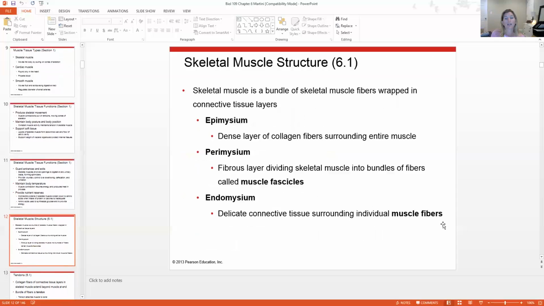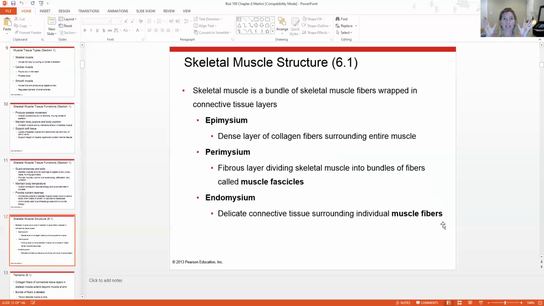So let's talk about the structure of skeletal muscle. It's surrounded by several connective tissue layers. The first is called the epimysium. The epimysium surrounds the entire muscle. So if I were to take off your skin and look at your muscle, I would be seeing the epimysium. The epimysium is what's surrounding the muscle.